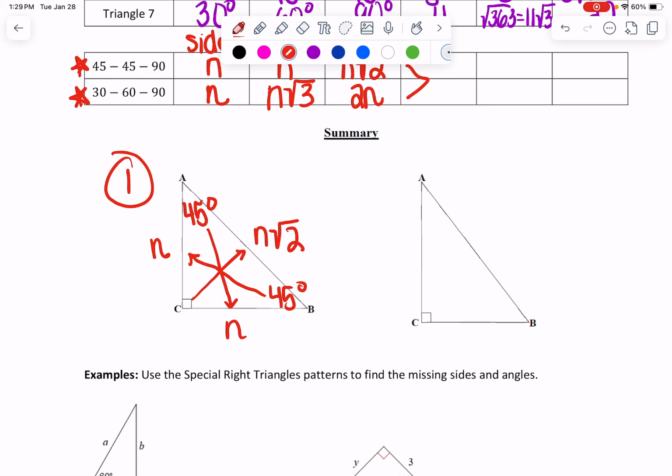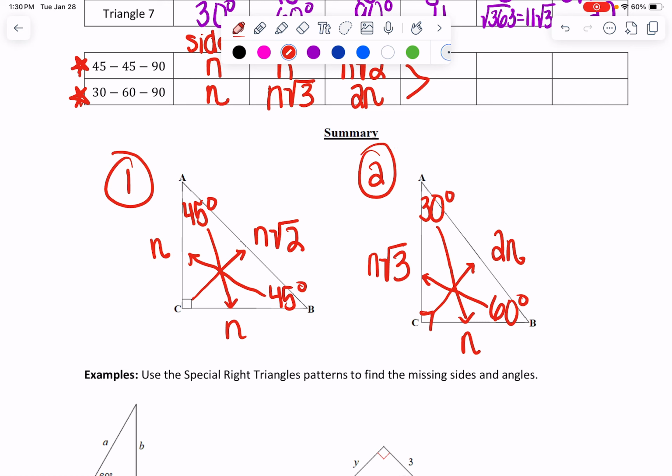Okay, so then from there, here's how we're going to do this other part. You are going to have this be 30, this is 60, and then we have 90 here. We're going to look opposite to 30. So opposite to 30 is N. Opposite to 60 was adding a root 3 to the N, so N root 3. And then opposite to 90 was 2N. And that's our second rule.